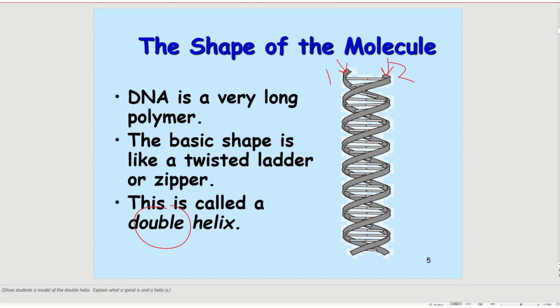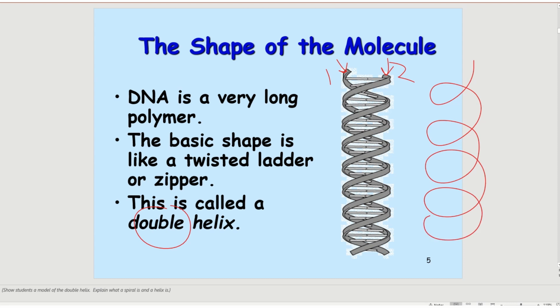And helix. Think of a helicopter, how it goes round and round and round, right? The top of the helicopter, the propellers, they go around. Well, this is called a helix in the DNA, how it goes round and round. That's why it is a double helix, because it has two sides that go around and around.